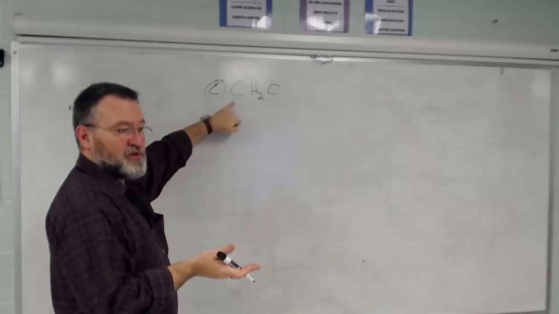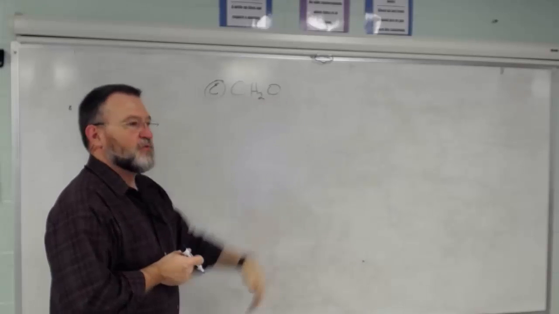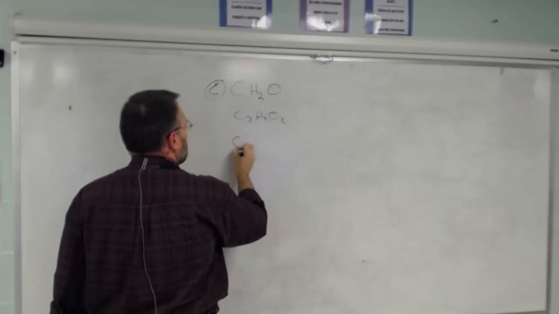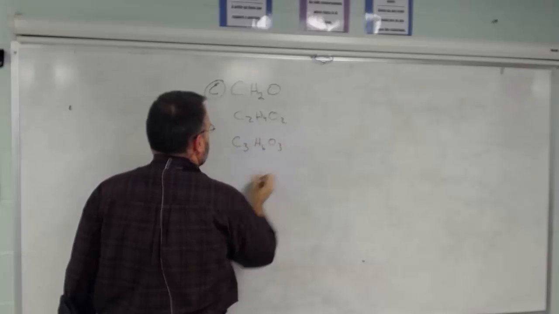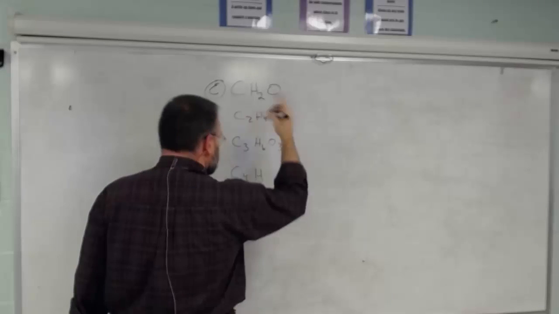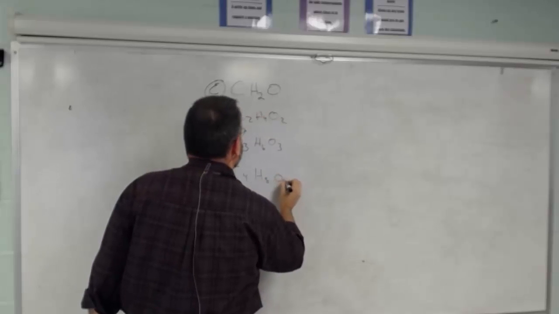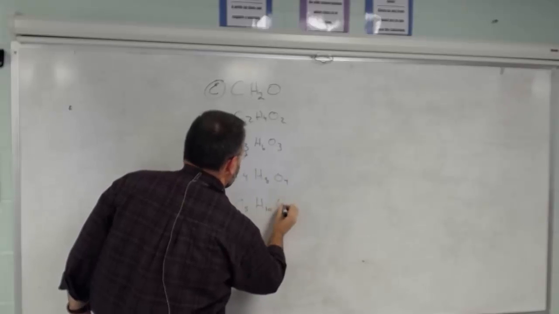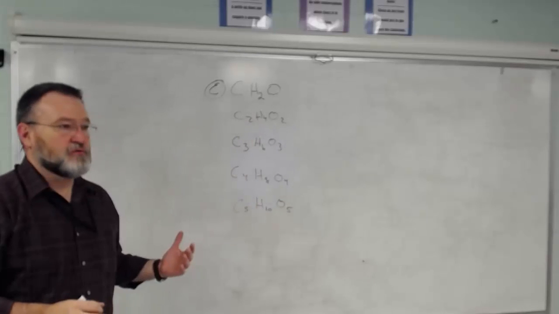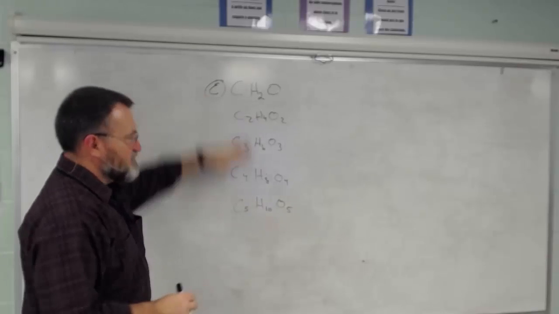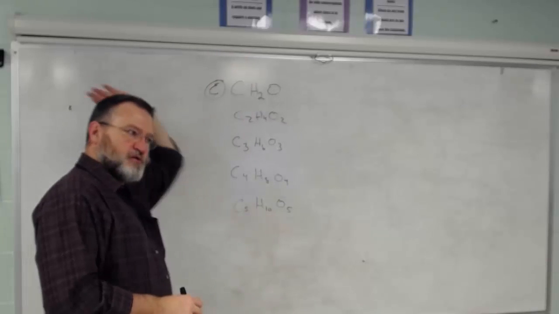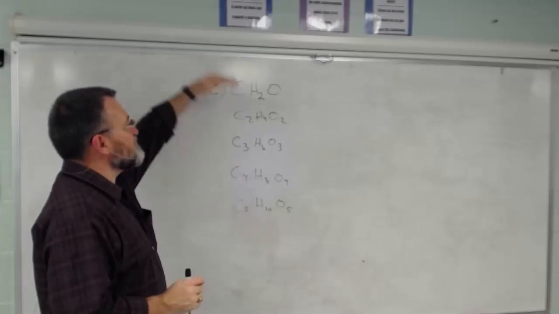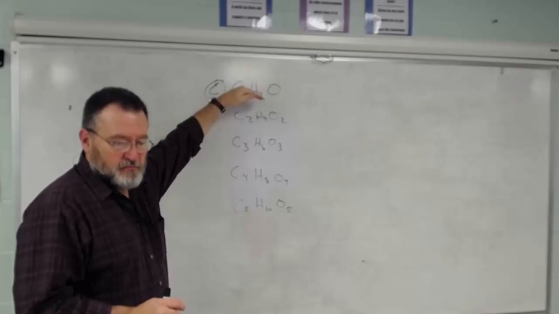But let's start simple and build up. In this case, it's 1, 2, 1. What would be the next multiple? C2H4O2. What would be the next one? C3H6O3, C4H8O4, C5H10O5. Okay, you get the picture? This or this or this or this or this. It would go on, right? It could just keep going on forever. Those are all theoretically possible molecular formulas for this one empirical formula.